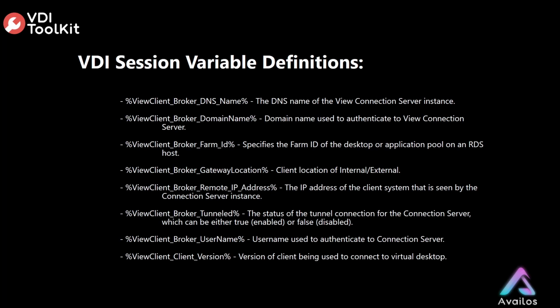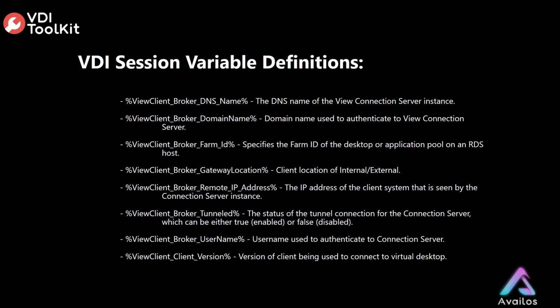We have the broker gateway location, which is the client location, whether it's connecting internal or external. We have the broker remote IP address, which is the IP address of the client system that is seen by the connection server instance. So obviously if it's an internal, it'd be an internal IP address. If it was connecting externally, it would be their external IP address. We have the view client broker tunneled, and that's the status of the tunnel connection for the connection server, which can either be true or false.